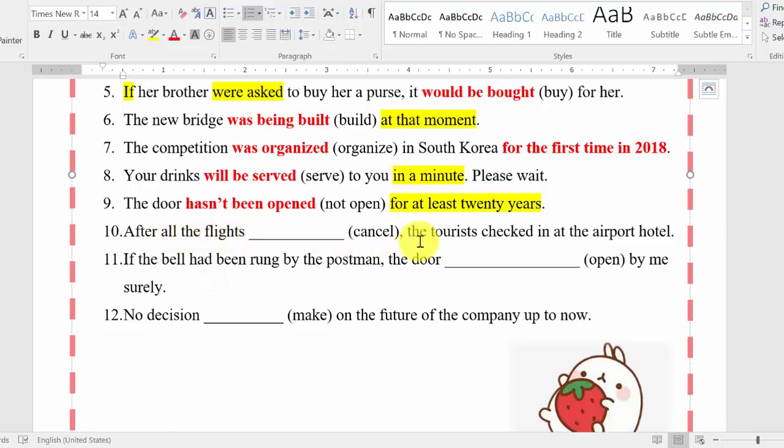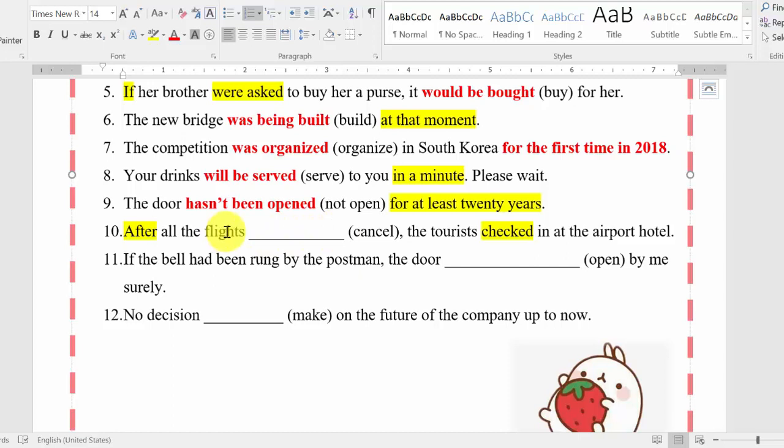Okay, next one, number 10. After all the flights, what? The tourists check in at the airport hotel. So your keyword here is after. It shows that you have more than one action and you have a sequence, one happened before another. Another keyword is checked. You have a past tense verb here, so it shows that this action happened first before this one. Action 1 and action 2. Since your action 2 is past tense, your action 1 should be past perfect tense, or maybe past perfect continuous tense if you have a duration. You do not have any duration here in the sentence, so it should be past perfect tense.